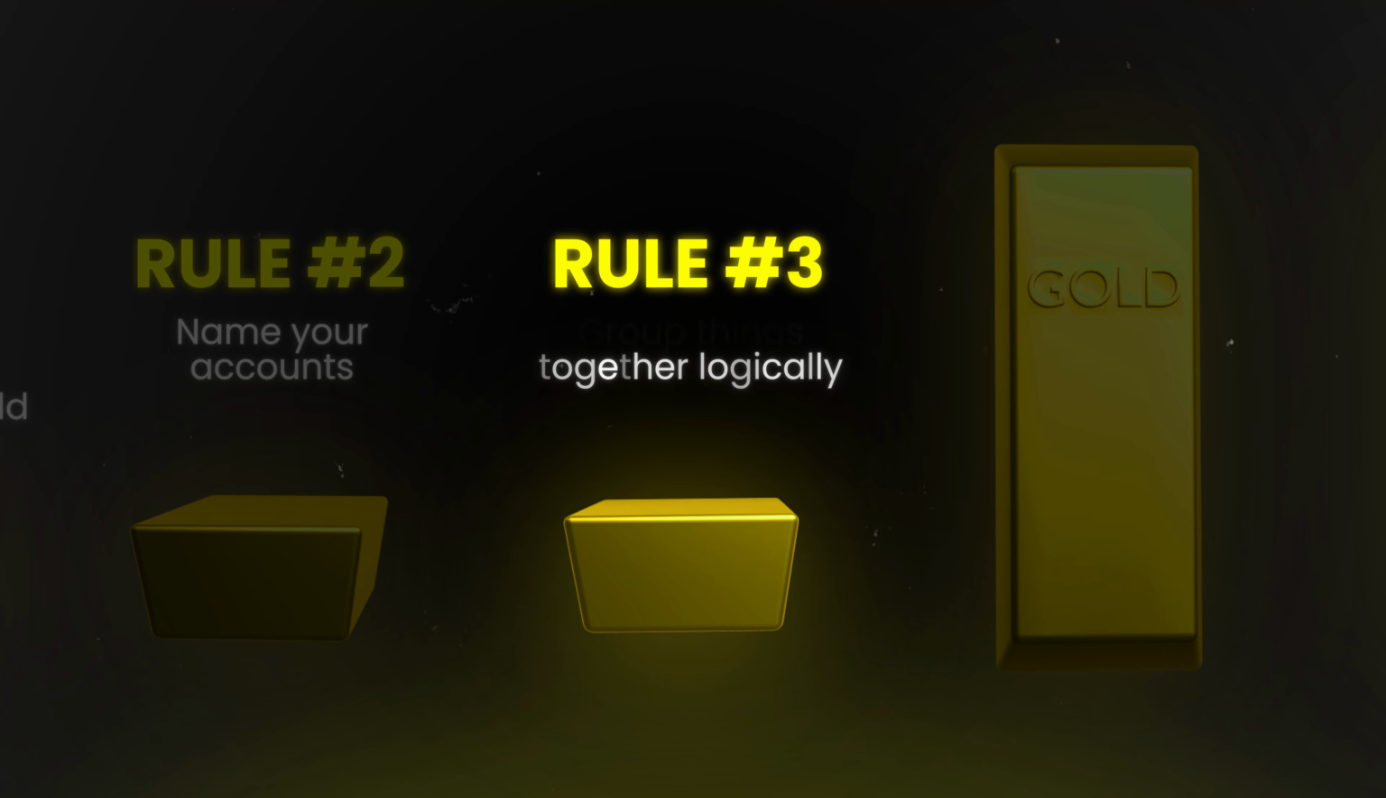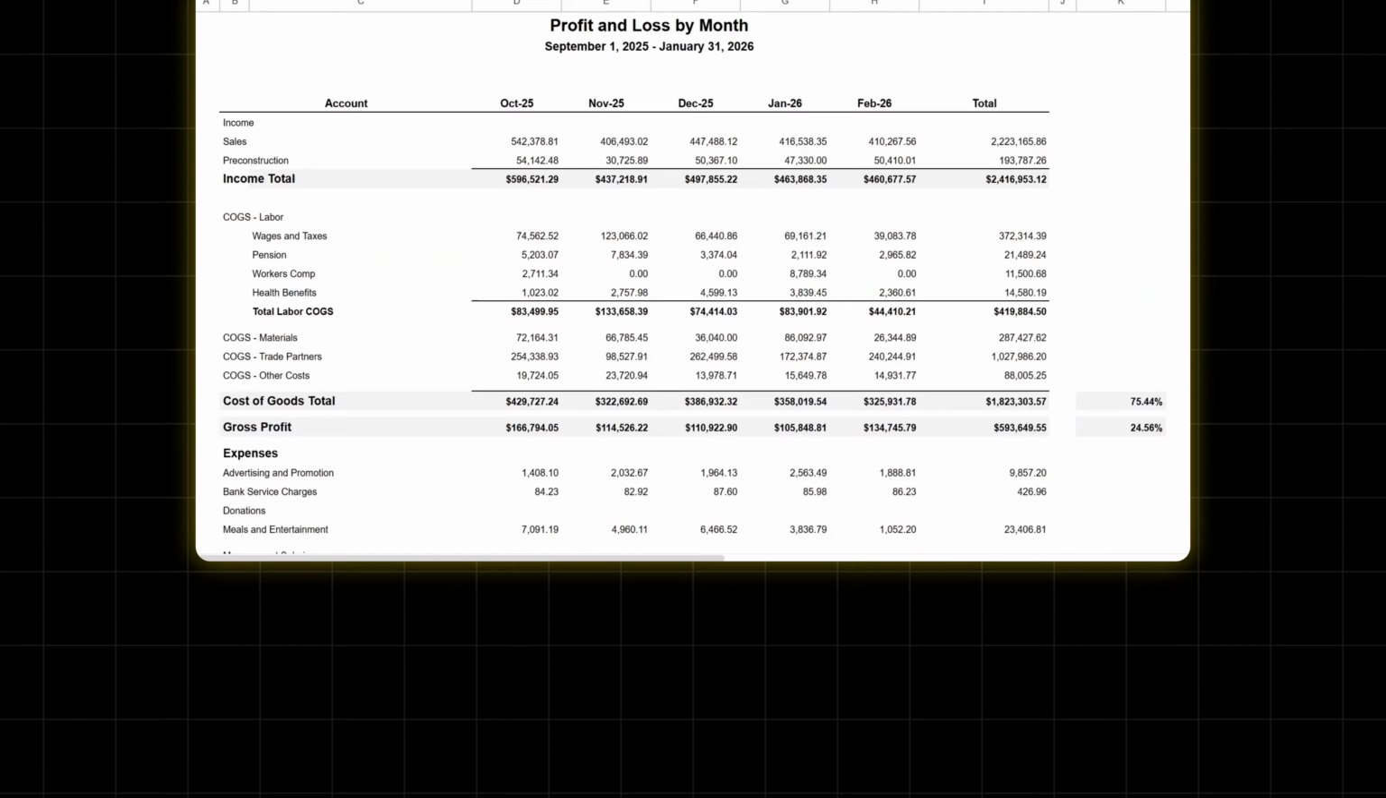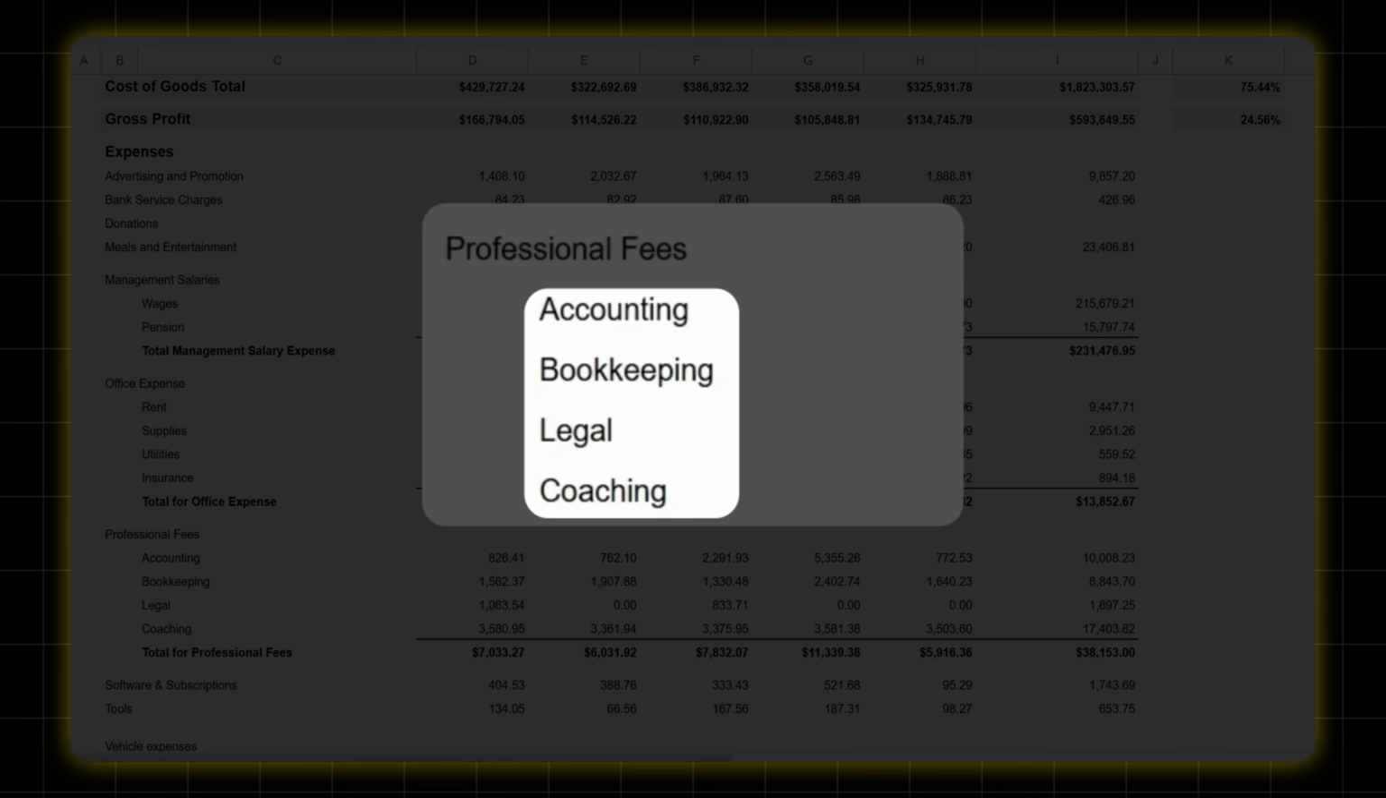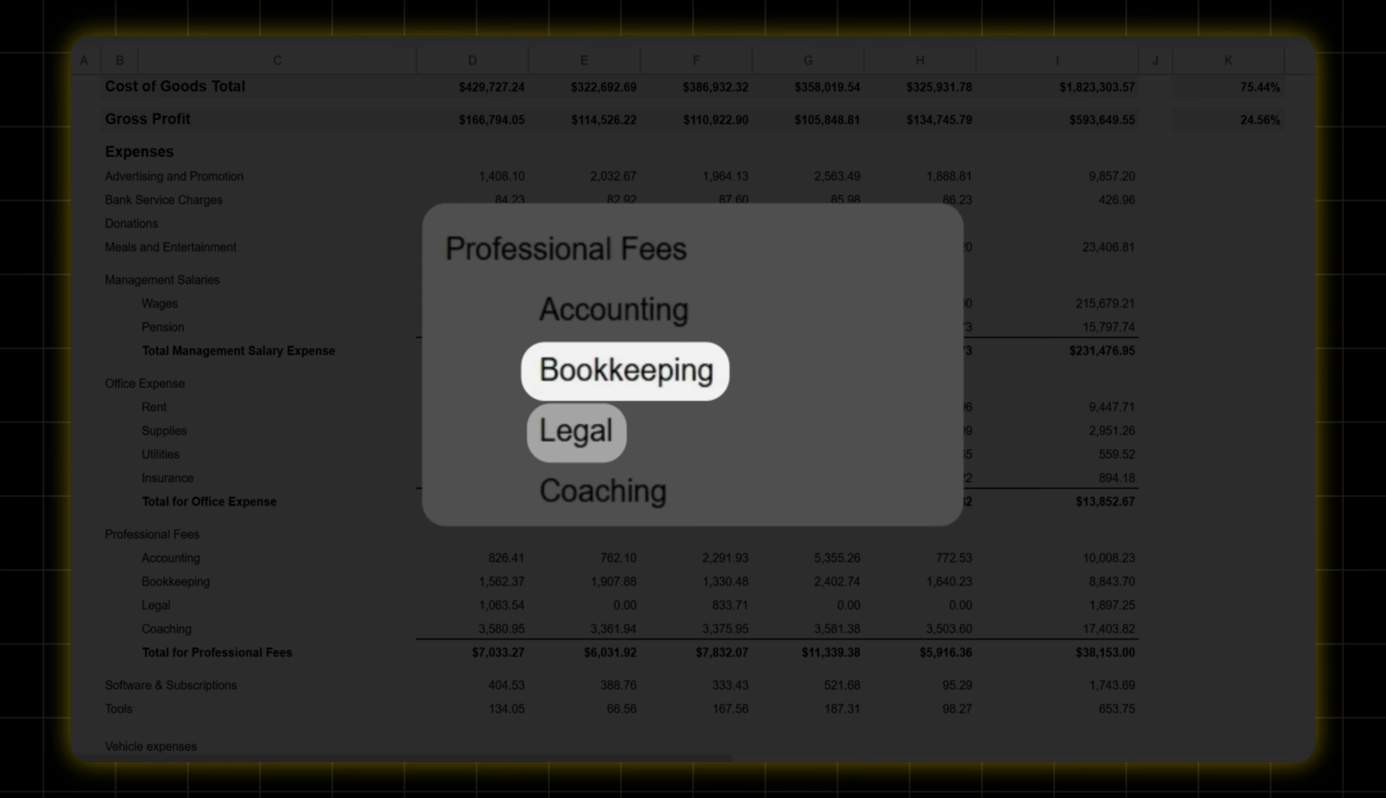Rule number 3, group things together logically. Take professional fees as an example. Instead of one flat professional fees account, you set up a parent account with child accounts for accounting, bookkeeping, legal, and coaching. That way, when you collapse the view in QuickBooks, you see one clean line, but you still have the detail that you need when you expand it.